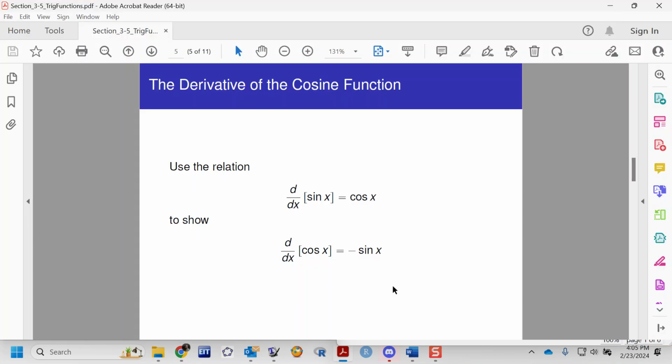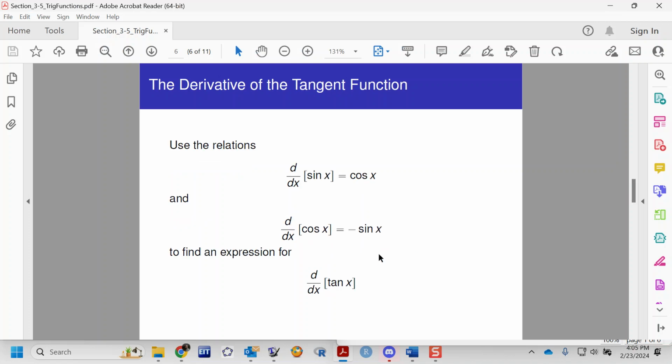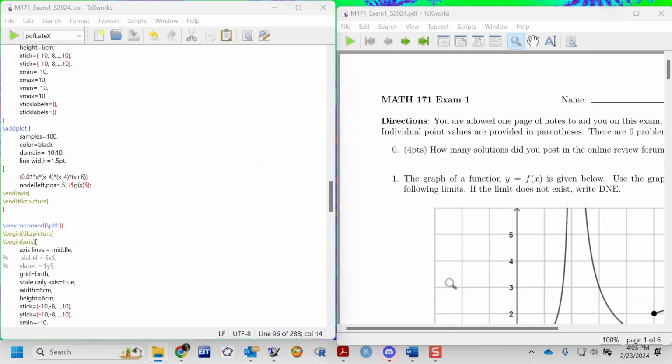I'll just run back to my slides. We're going to use these 2 relations to find an expression for the derivative of the tangent next. So let's do that.